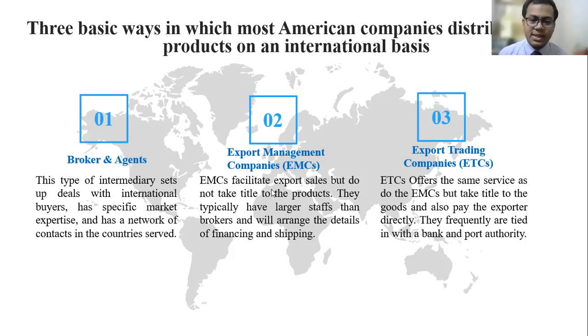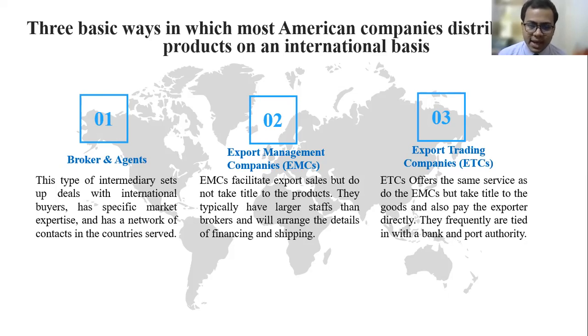Yes, this is Amjad Hussain and my bearing ID is 132. Now I am going to discuss question number 8, which is: identify and explain the 3 basic ways in which most American companies distribute their products on an international basis. The 3 basic ways that American companies use in their distribution of products on an international basis are brokers and agents, export management companies, and export trading companies.